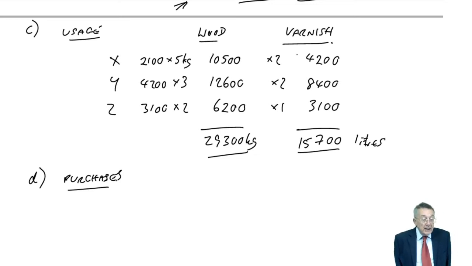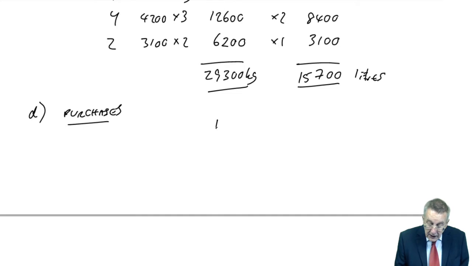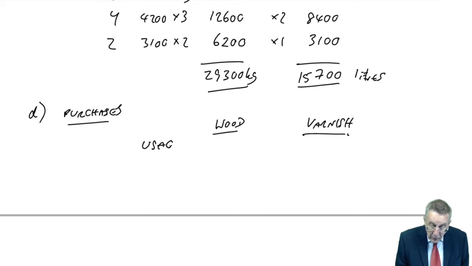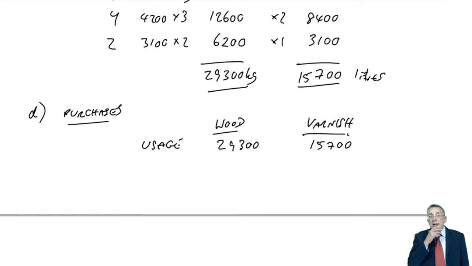We know the opening inventory. We're budgeting on those figures of closing inventory. And therefore, we need to adjust our usage to find out our purchases. So again, wood and varnish. The amount we need for production, we've just worked out. Just by the inventory, make sure you adjust the right way. It may not be hard, but when you're rushing, it's easy to do silly things.